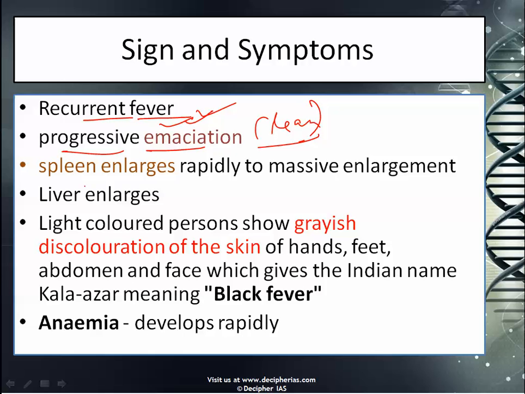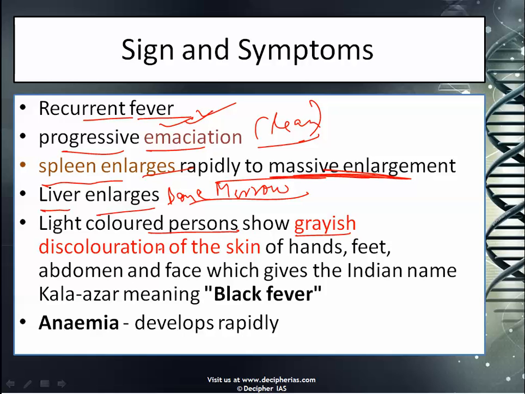Then the spleen enlarges, it becomes very large. Then the liver also enlarges. Then the bone marrow is also affected. Then light-colored persons show grayish discoloration of the skin of the hands, feet and abdomen, and that's why this disease is also called black fever, Kala-Azar in Hindi. Anemia also develops rapidly in this disease.